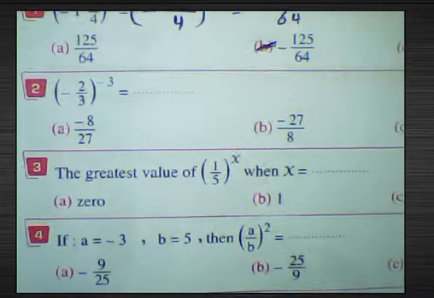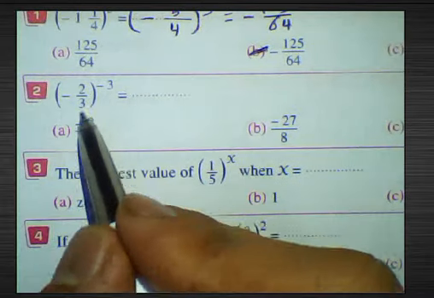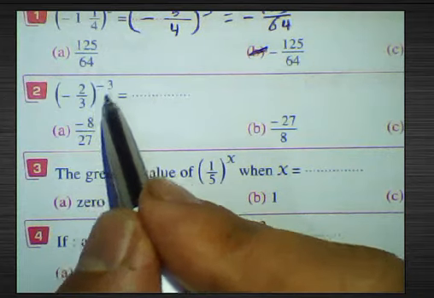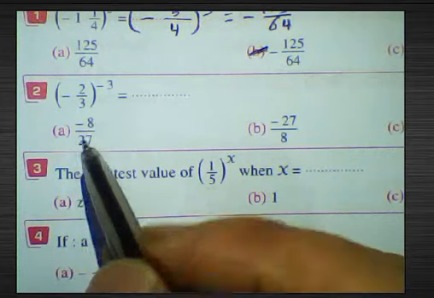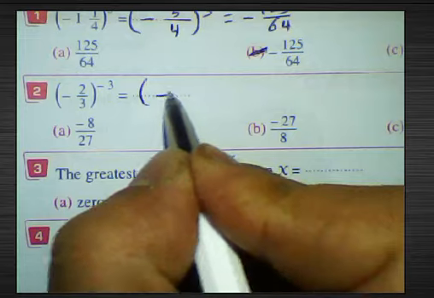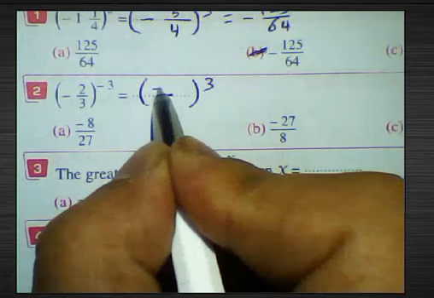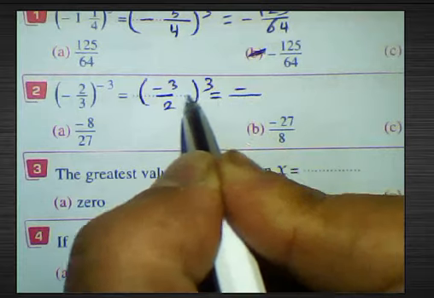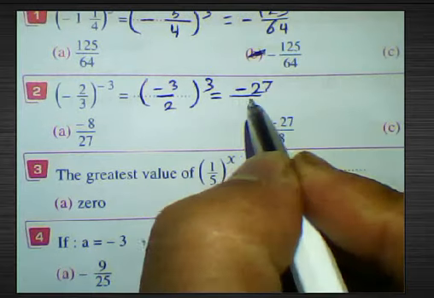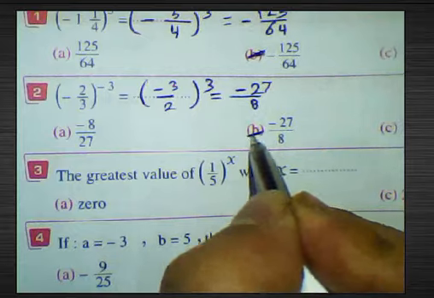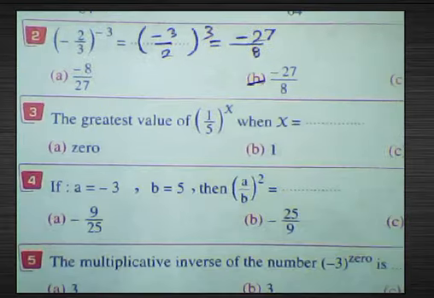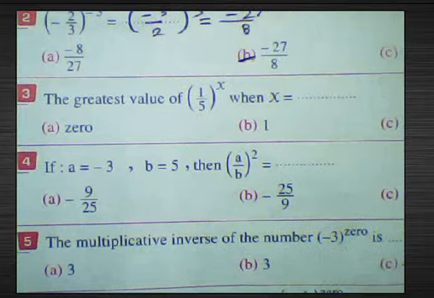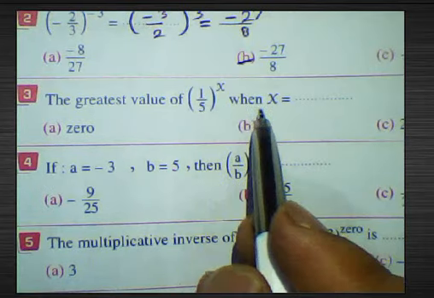Question number 2. -2/3 all power -3. We have the negative power here, its meaning is to take the inverse first. The inverse is -3/2, and write negative here. 3 power 3 equal 27 and 2 power 3 equal 8. So the result is -27/8.